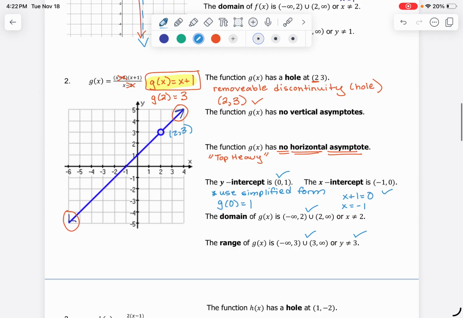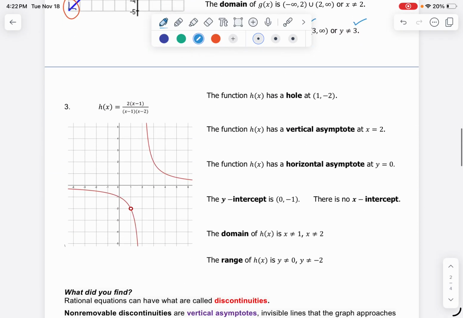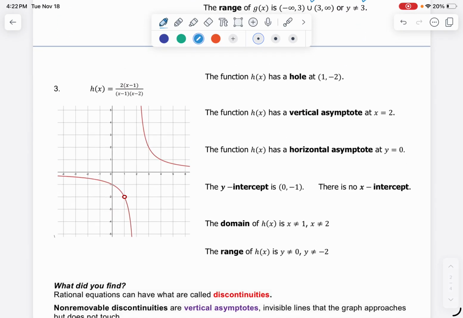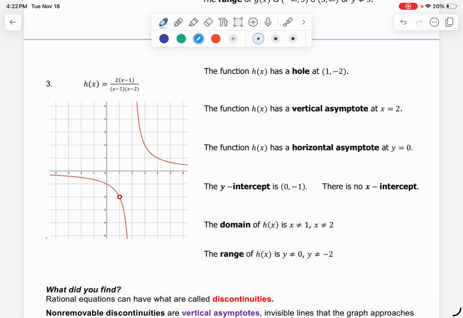All right, and in the last example, we're going to look at one that has a hole and a vertical asymptote. So h of x, let's put our arrows on first at the ends of our branches. We have a hole at, it looks like, (1, -2), so it's discontinuous there. And then notice we also have a vertical asymptote here at x equals 2. And then we have a horizontal asymptote at y equals 0. I can tell that the graph is approaching 0 on the left and on the right.